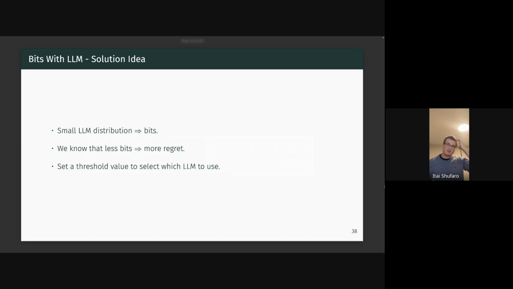Briefly, our idea is the following. Since we can use this small model pretty much freely, we can use its output distribution to measure how much information it has in bits. This is done pretty simply by using the KL divergence. And we also know that if we have fewer bits on a problem, we can suffer more regret, so we should accumulate more information. The idea here is to set some threshold value in order to make a decision rule such that we will know which LLM to use. For example, if we have very few bits, then we know we should query the large LLM.